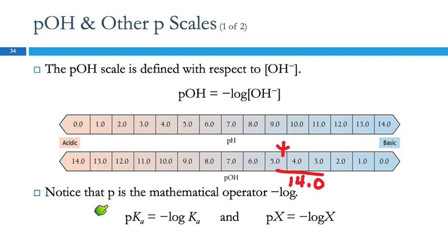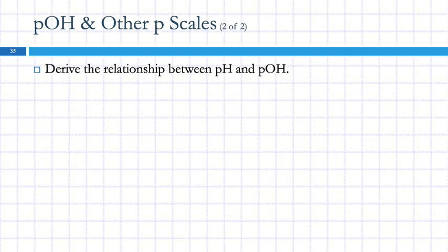So P is a mathematical operator that they probably didn't teach about in math class, but it stands for negative log of. So pOH is the negative log of hydroxide ion concentration. We can also talk about pKa. It's the negative log of Ka. We can do this with anything. So pX is negative log of X. So derive the relationship between pH and pOH.